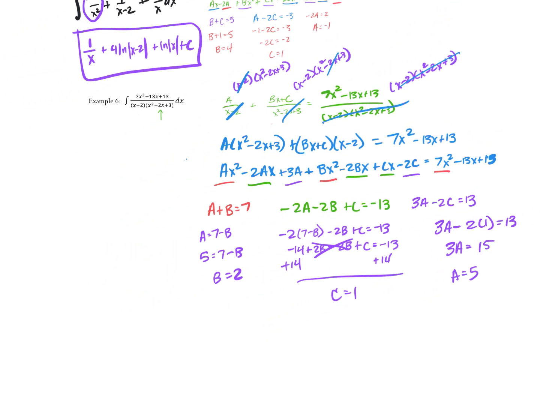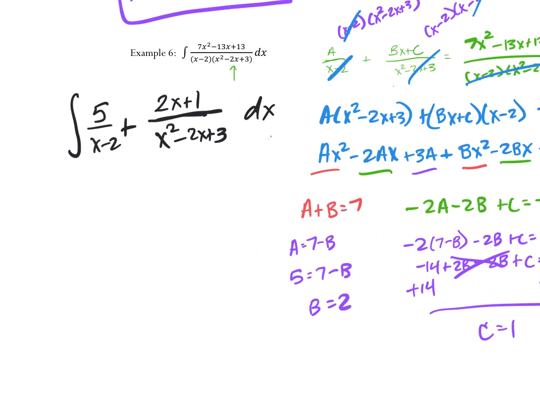All right, so now let's separate this out and think through what this means in terms of what I'm integrating. I'm rewriting my integral as, let's see, I have a over x minus 2, so that'll be 5 over x minus 2, plus this bx plus c means I will have 2x plus 1 over x squared minus 2x plus 3 dx. All right, so this is where I cut things off in class today. We did say, all right, I'm going to integrate the first one. I get 5 ln of the absolute value of x minus 2.